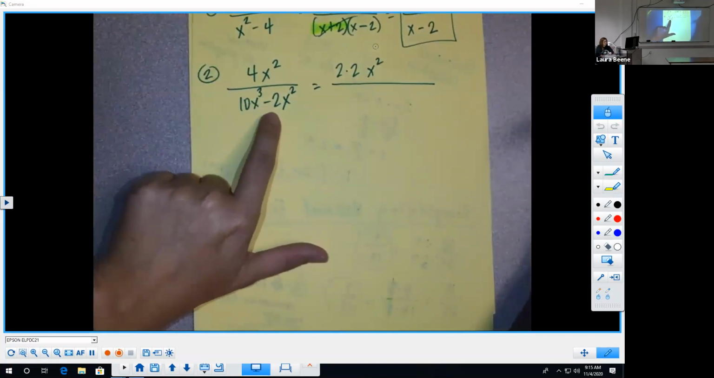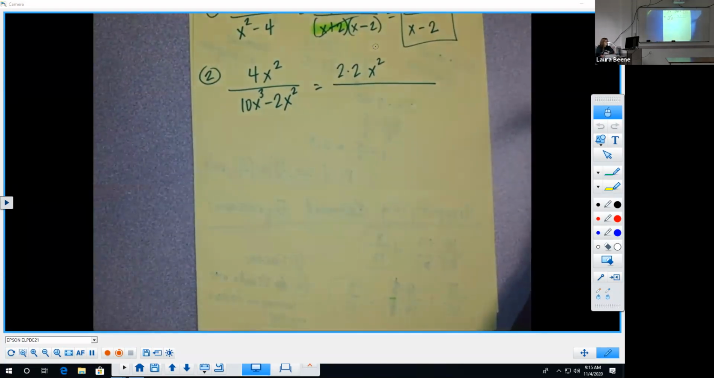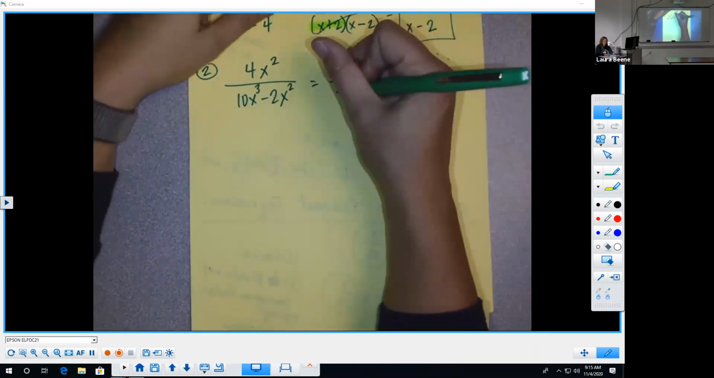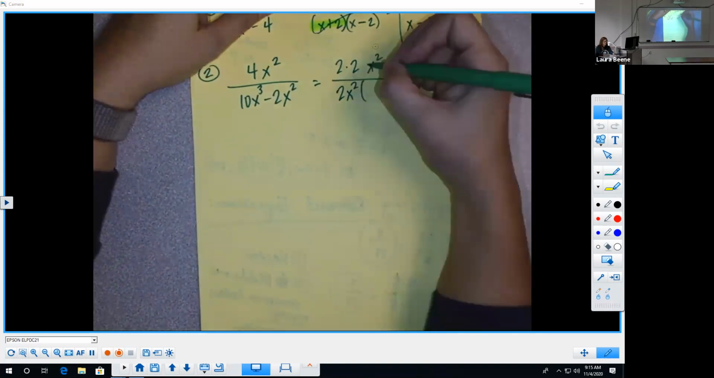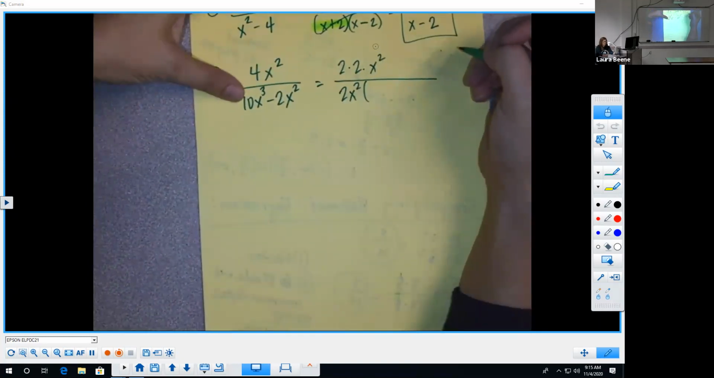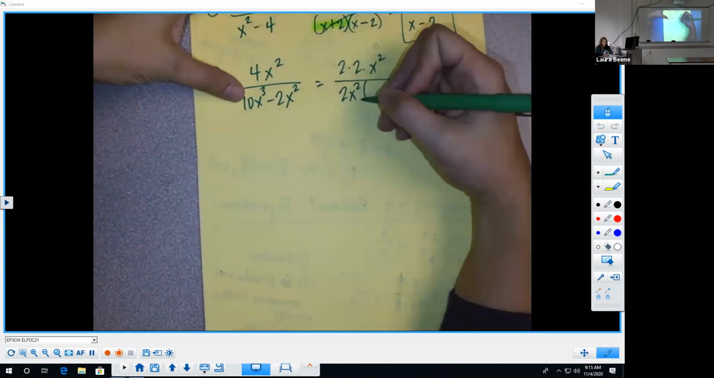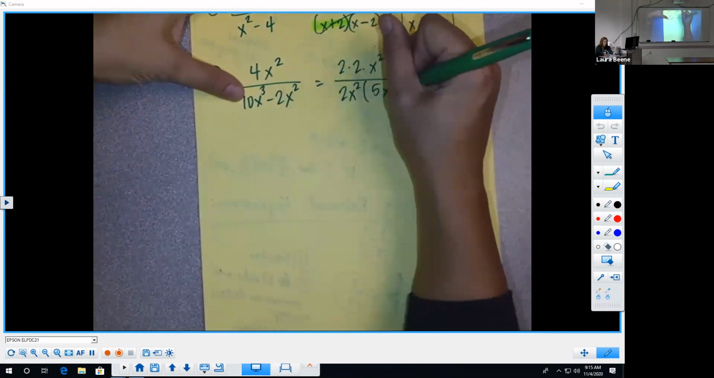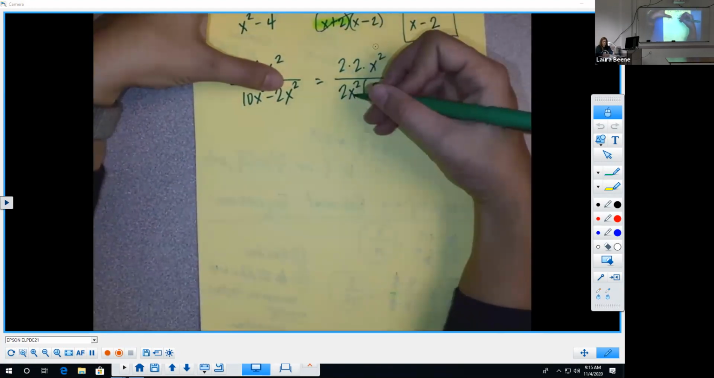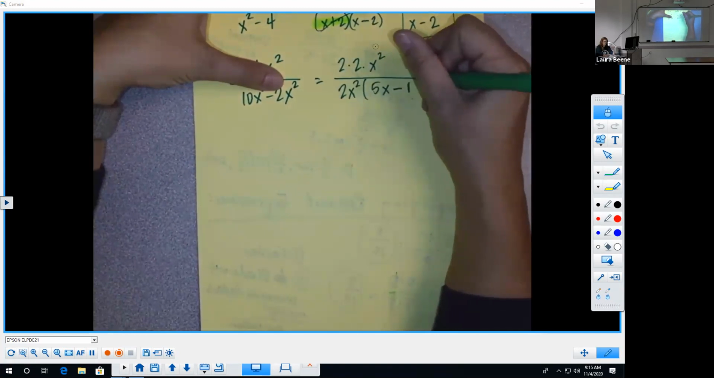Look at the bottom, though. 10x to the third minus 2x squared. I need to factor that. That is greatest common factor. What's the greatest common factor for 10x to the third minus 2x squared? 2x squared is the biggest thing you can take out of both. What's left over from 10x to the third when I divide by 2x squared? 5x. Minus, I have 2x squared. I take out 2x squared. What's left over? A 1.